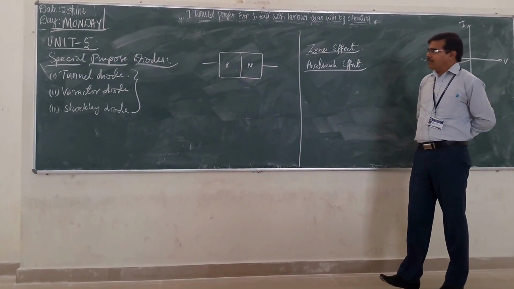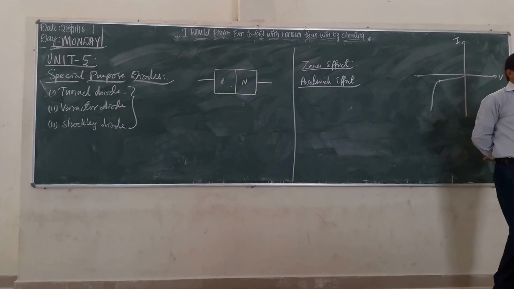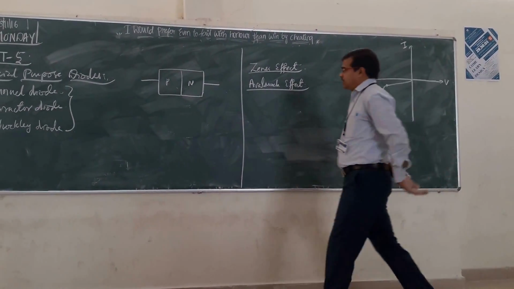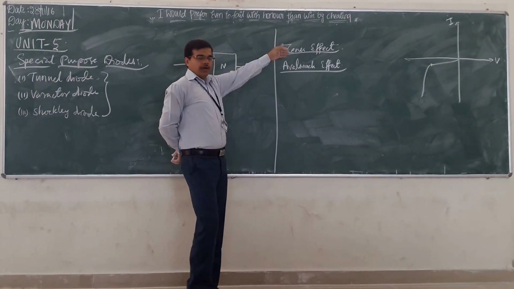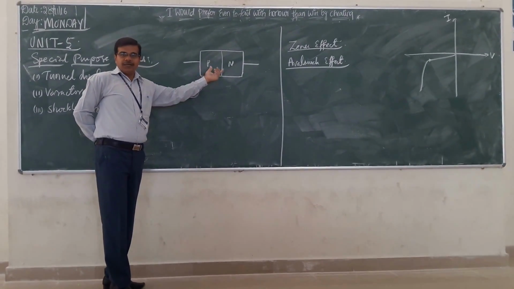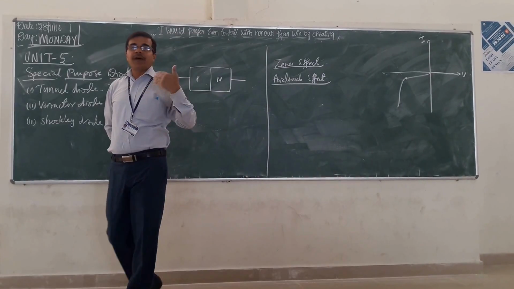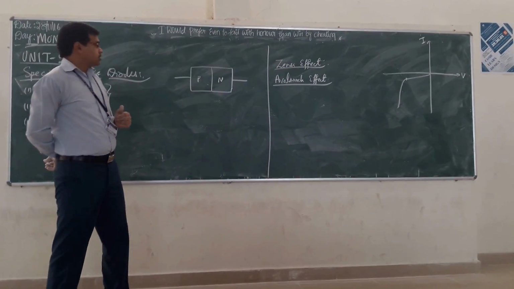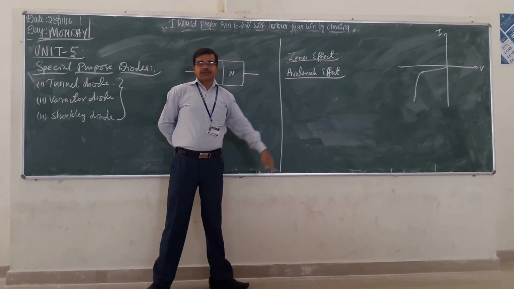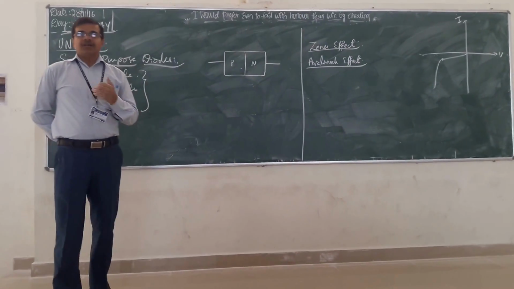Now, if you are going for the diode, we have two phenomena. One is the Zener effect. What is this Zener effect? Zener effect means here you have a PN junction, and this Zener effect occurs in the reverse bias condition. Whether it is the Zener effect or the avalanche effect, both of these occur in the reverse bias condition.